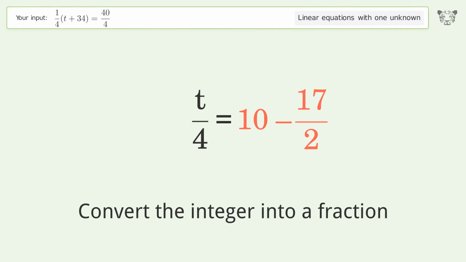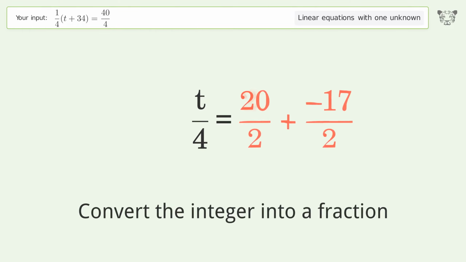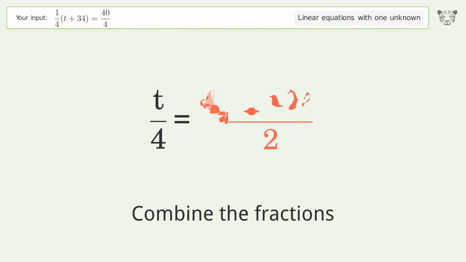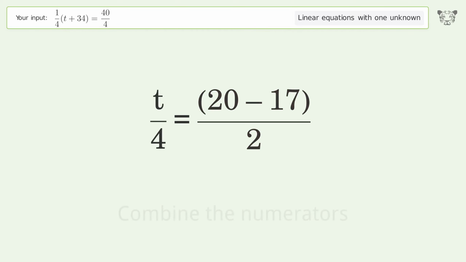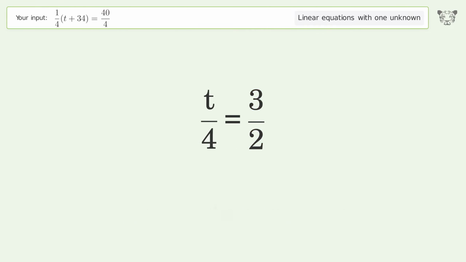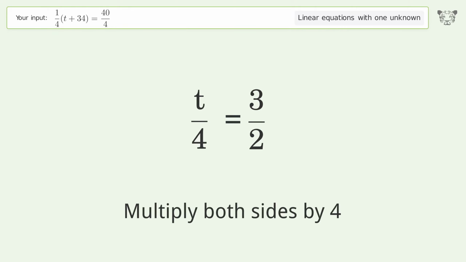Convert the integer into a fraction. Combine the fractions. Combine the numerators. Isolate the t. Multiply both sides by 4.